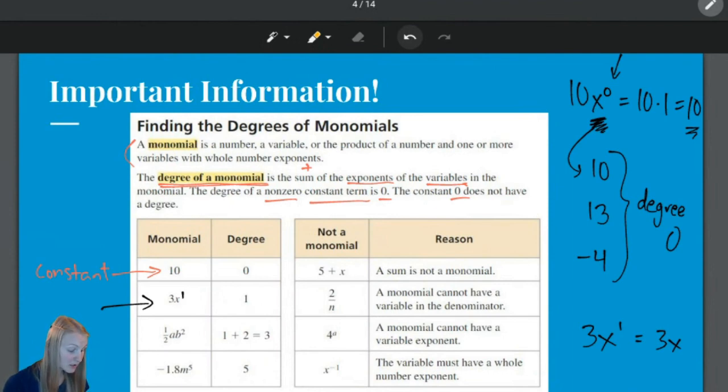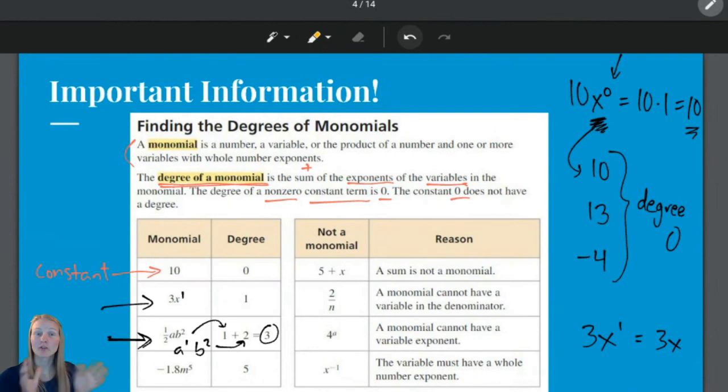Now, making it a little more complicated. Now we have 1/2 times a times b squared. So now we have 2 variables. If we want to find the degree, we actually have to add the exponents of both of our variables. So here we have a to the 1, and we have b squared. That's where this 1 comes from, and this 2 comes from. So when we take this monomial, 1/2 ab squared, the degree is actually 3.